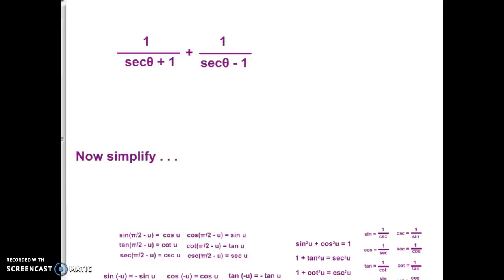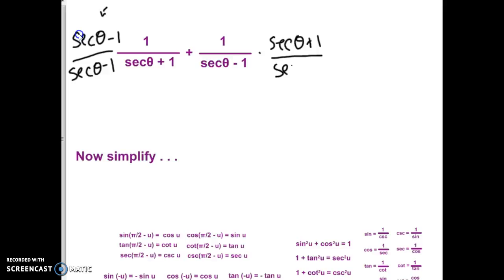So we're going to simplify this. That looks horrible. Let's get a common denominator, because that's what we learned to do with fractions many years ago. So I'll multiply this by secant theta minus 1 over secant theta minus 1, because if I multiply by 1, it's the same as leaving it by itself. And if I multiply this side by secant theta plus 1 over secant theta plus 1, it's the same as multiplying it by 1. So now my denominator becomes secant theta minus 1, secant theta plus 1.